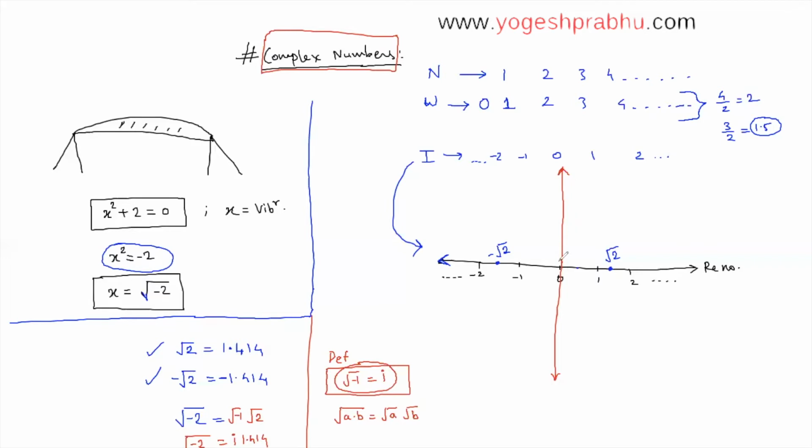And what we do with this red line is, we already have this 0, 1, 2. Now we will call this 1i, or just i. Then this is 2i. This is 3i. And then this is -i. This is -2i. And this is -3i. Now, with this vertical line, you know what we can manage?